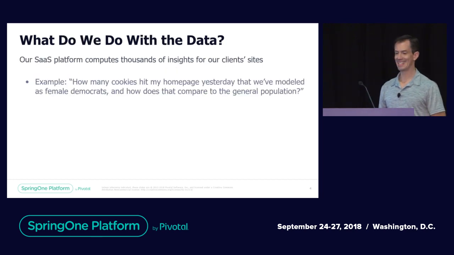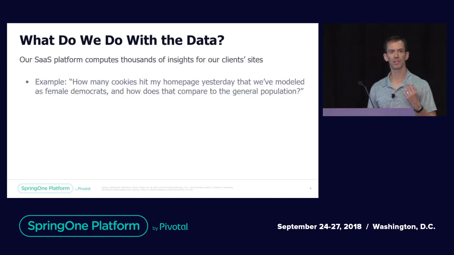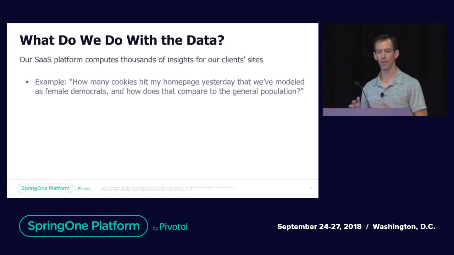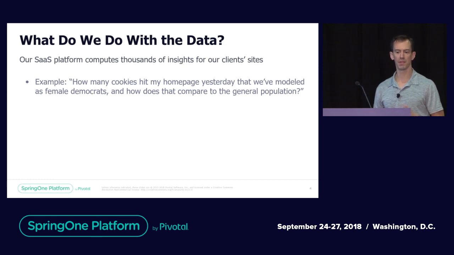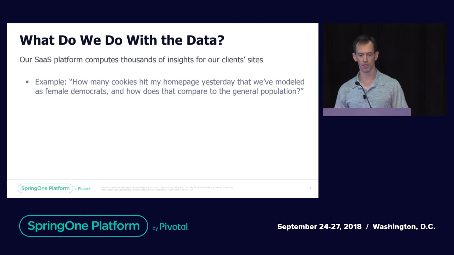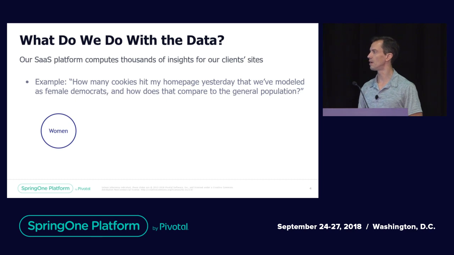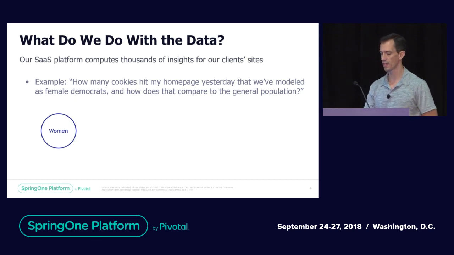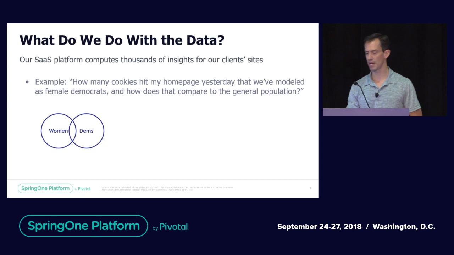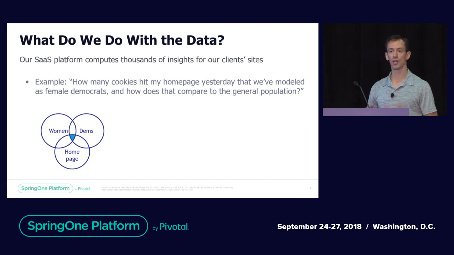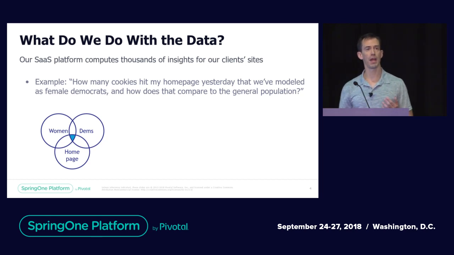What do we do with this data? For example, we might want to tell our users how many cookies hit their homepage yesterday that we've modeled as female Democrats. How does that compare to the general population? What this breaks down into is a bunch of set operations. We have the set of cookies that we've modeled as women. We have the set that we've modeled as Democrats. And we have the set who have hit our client's homepage in the past day. We need to get the count of the intersection of those things, and then we're computing a ratio.